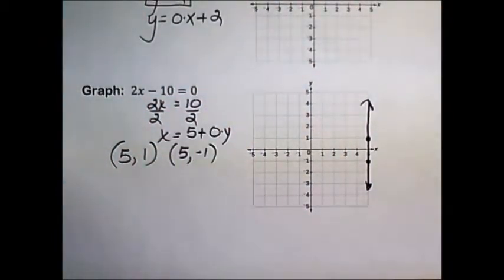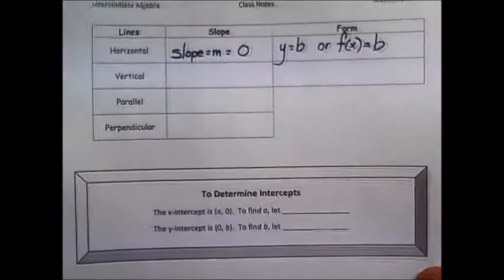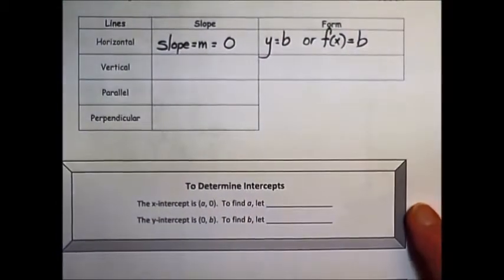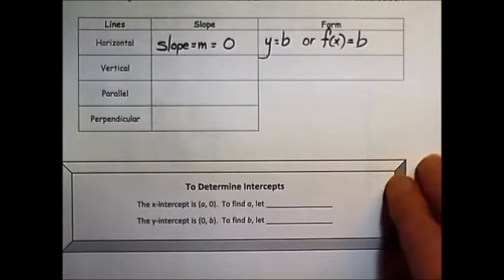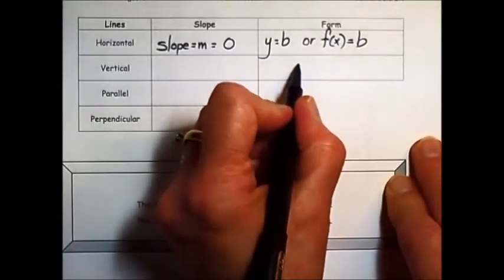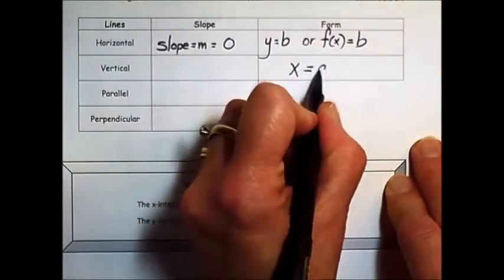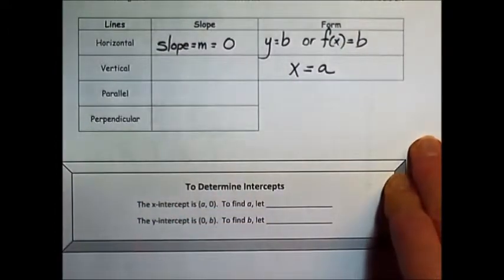This also is a special type of linear equation, and let's summarize that here, at least initially. It's of the form x equals a. And in terms of the slope for this, let me go back to the graph.